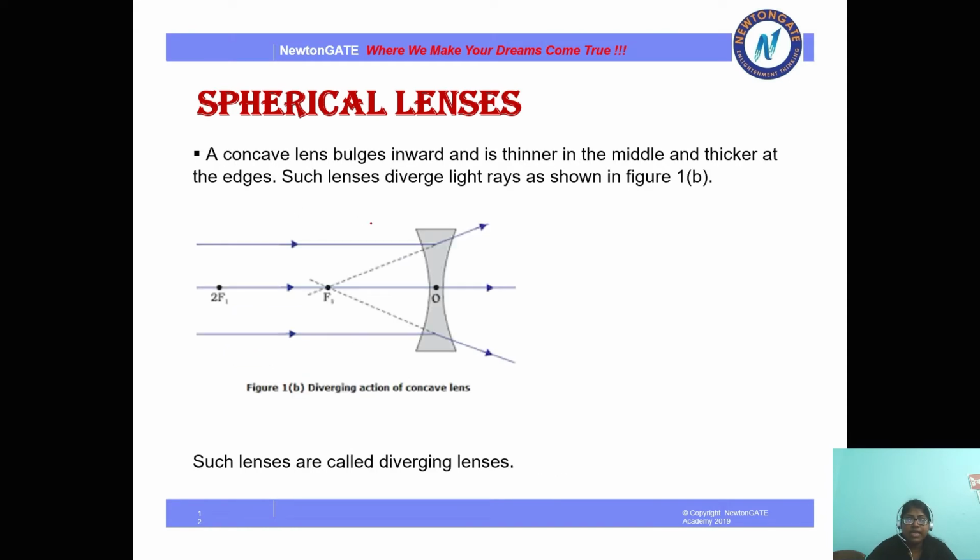Whereas in case of the concave lens, it is just the opposite. It is a diverging lens. After getting refracted, it is diverging, or rather appearing to diverge from a certain point. We all know what that certain point is. That point is basically its focus itself, but because of this particular phenomenon, we will be calling concave lenses diverging lenses.